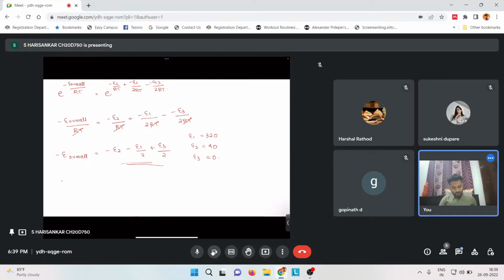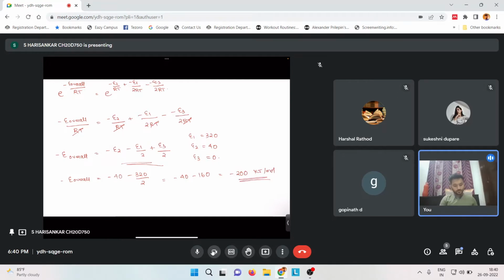So minus E overall will be minus E2, which is minus 40, minus E1 by 2, that is minus 320 by 2, and E3 is 0, so it will get cancelled. So this is basically minus 40 minus 160, and that is minus 200 kilojoule per mole.